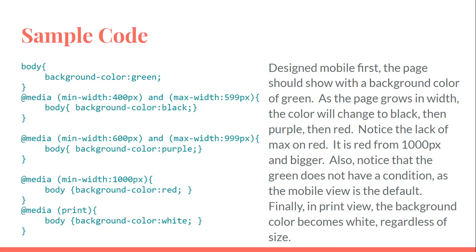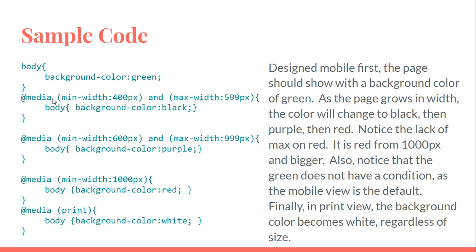So here's some sample code. We're designing this mobile first. So this page is going to start out by showing the background color of green in its smallest format. That's anything up to 400 pixels. So this is our default look right here.